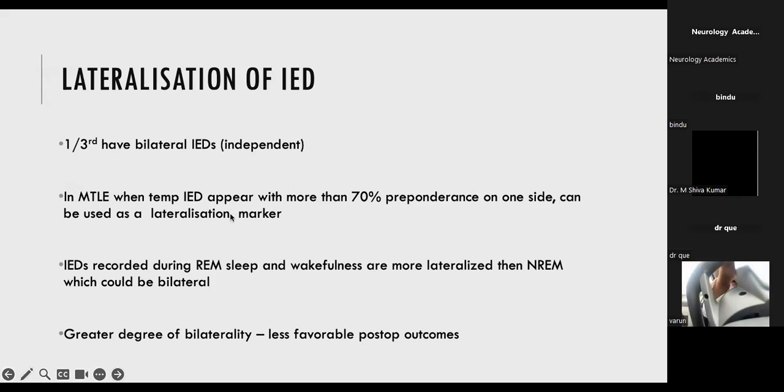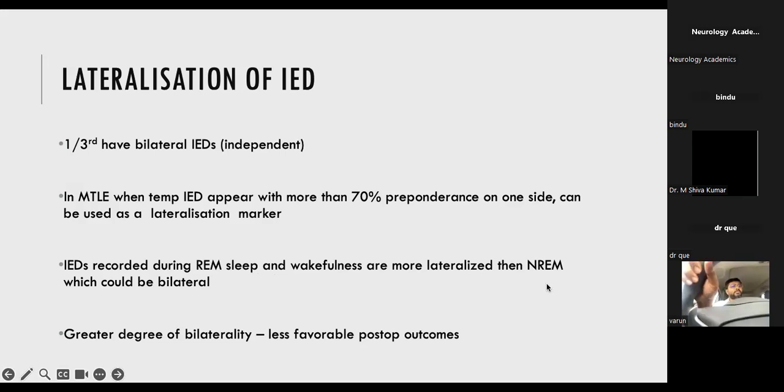But if there is a preponderance, if it is more centered on one side, this can be a lateralization marker. But if there is a greater degree of bilaterality, then it is less favorable. Then the patient will have less favorable post-op outcomes. These bilateral IEDs are recorded mostly during REM sleep, and in wakefulness they are more lateralized compared to NREM.